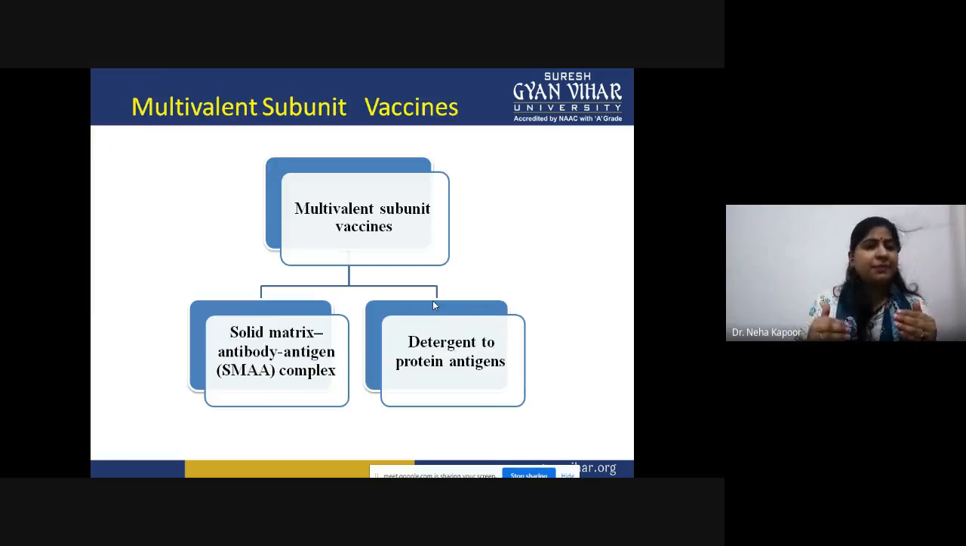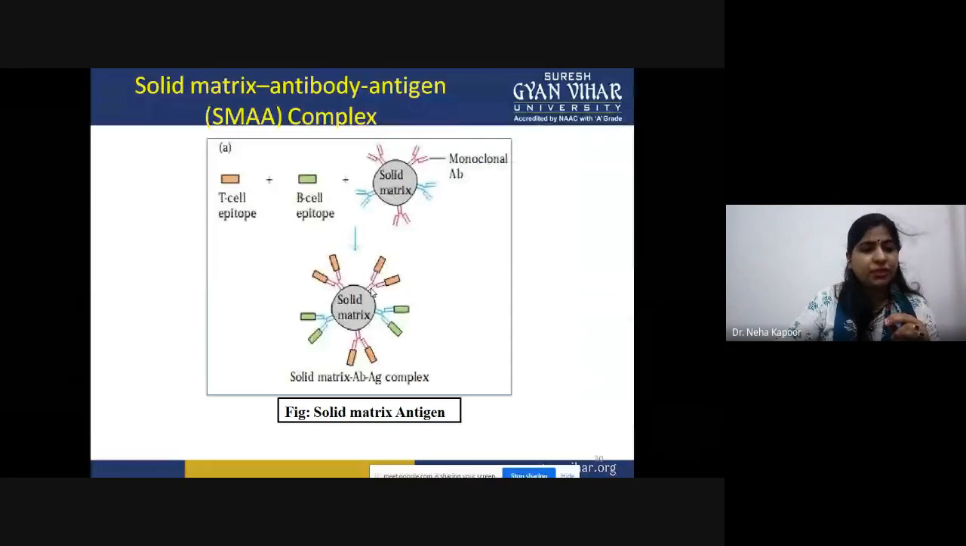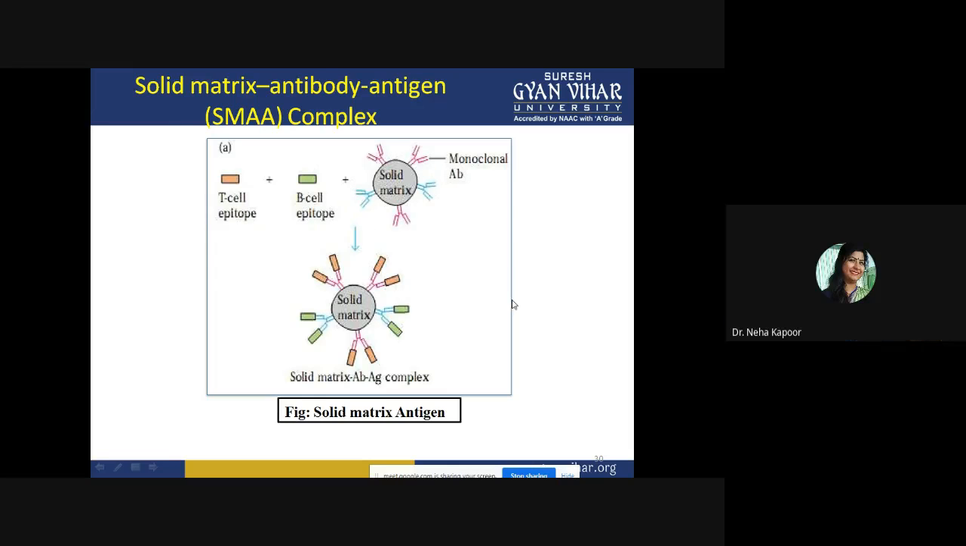So there are further types: multivalent subunit vaccines. That means that you can prepare these by two ways: solid matrix antibody antigen complex, or detergent to protein antigen. This is the first one, that is SMA, solid matrix antibody antigen. In this is the T cell epitope and B cell epitope. This is a solid matrix onto which a monoclonal antibody to a particular antigen is already attached. So this solid matrix antibody makes a complex whenever the antigenic determinant of that T cell or B cell recognizing epitope attaches, and it forms a solid matrix antigen.